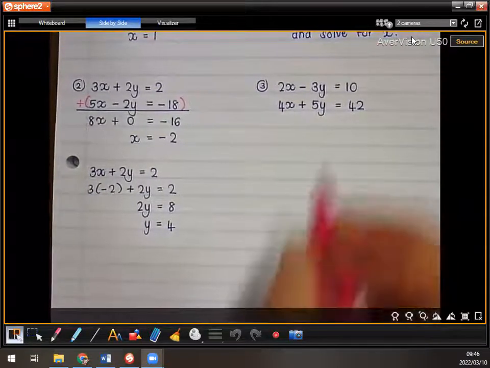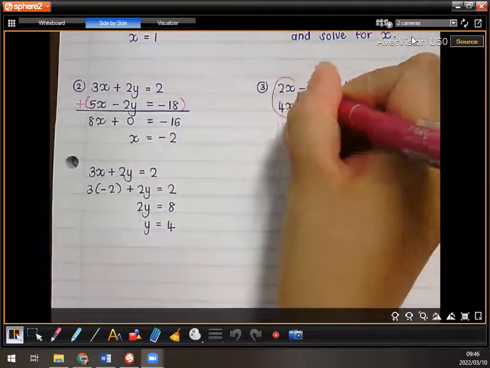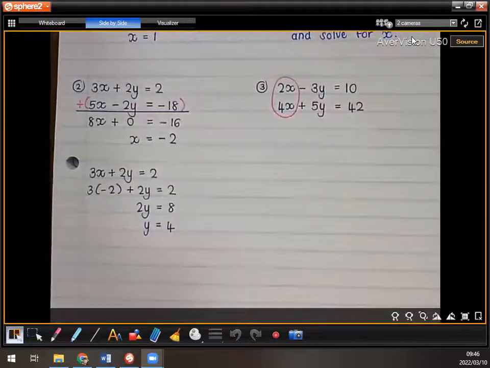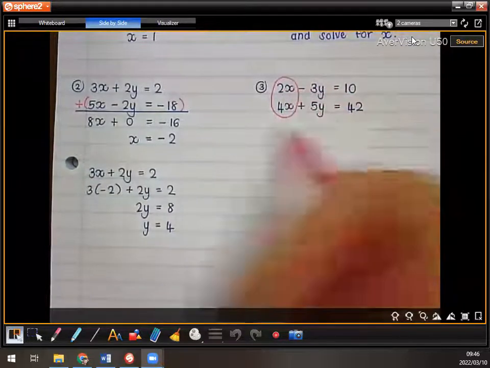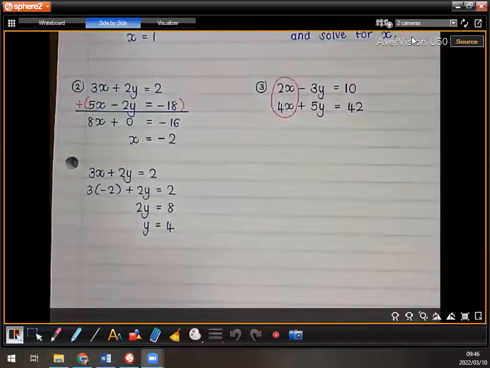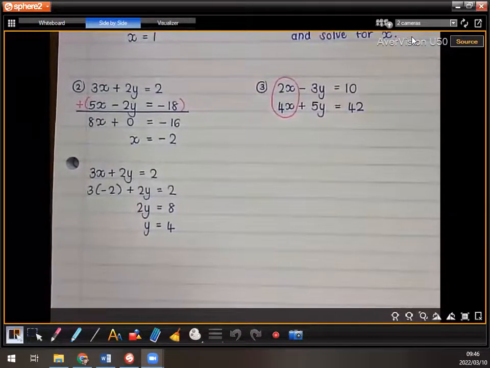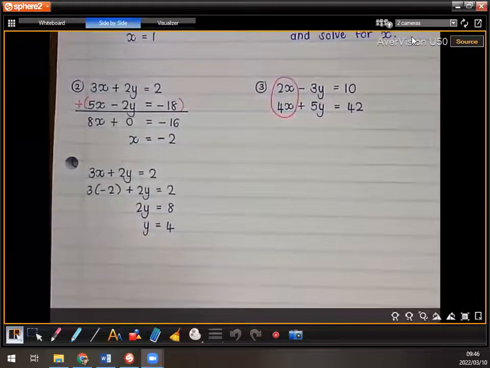So guys, I want you to circle the 2x and the 4x because those ones are multiples of each other. So what I'm going to do, so that my x's can cancel out, is I need a 4x and I need a negative 4x. Does that make sense? Because I need 4x minus 4x, or minus 4x plus 4x. It can also work that way around.